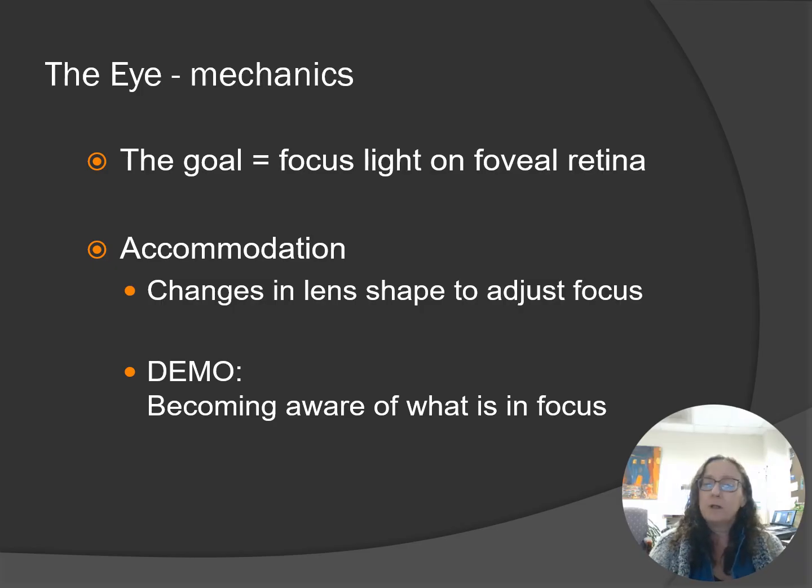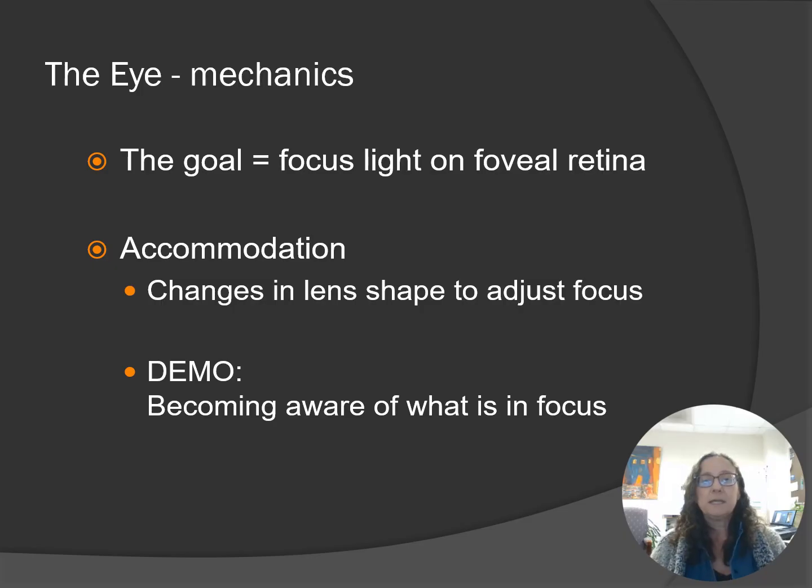As I said, the goal of all of these mechanics is really to focus light on the foveal retina. It's good to become consciously aware of this accommodation thing, which you've experienced many, many times in your life, but I'm going to tell you a way to sort of become aware of it.